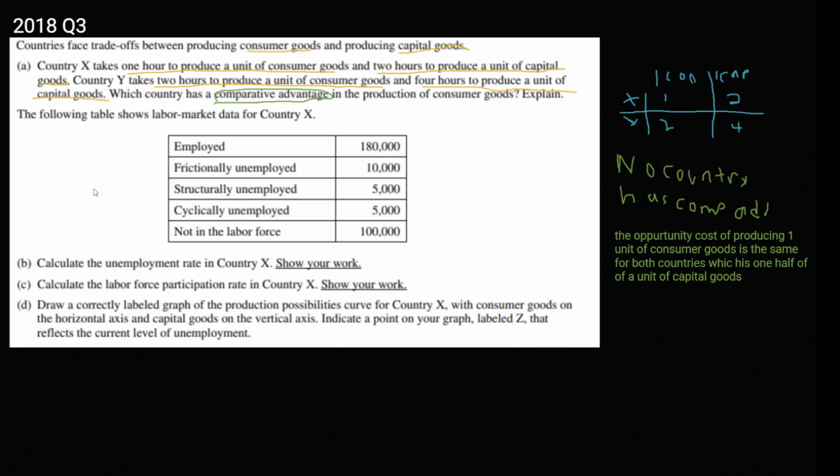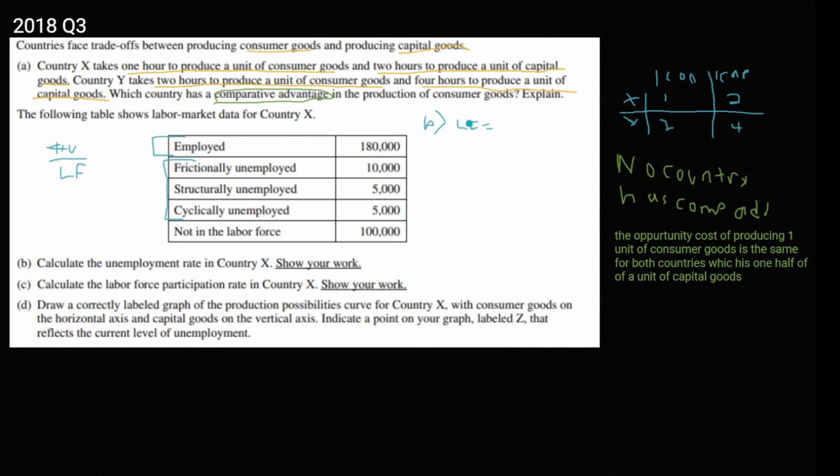Calculate the unemployment rate. What is the unemployment rate formula? It is the number of unemployed people, the number of unemployed over the labor force. So we need to first find the labor force. I'll just put this as part B over here. The labor force is everybody who wants to be employed and is employed. So these are the people who want to be employed but are not employed. Here's everyone who wants to be employed and is actually employed.